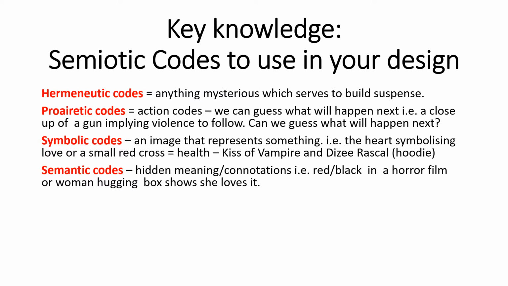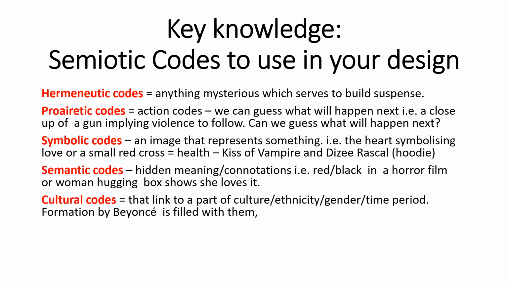Semantic codes are where images contain hidden meaning or connotations. So, for example, a horror film would use a lot of red and black, indicating violence, indicating death, and indicating evil. Equally, you could have a woman holding something tightly to them. It might be a piece of jewellery, for example. This would show that she loves that particular piece of jewellery, and it might remind her of somebody special in perhaps a romance genre.